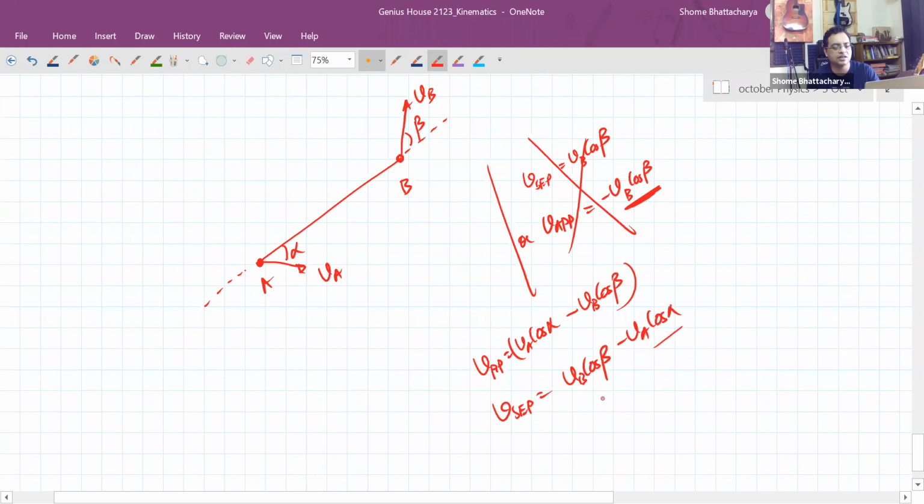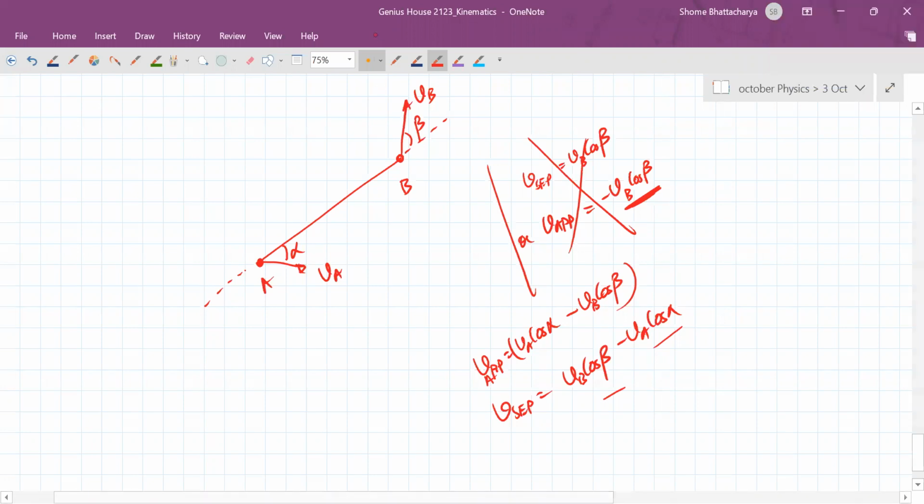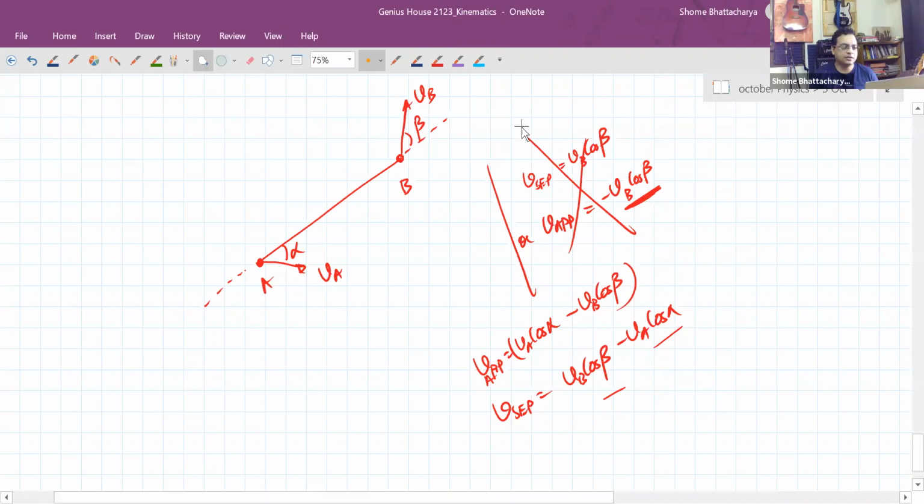Now, suppose this quantity is larger than this, then the separation will be negative and the approach will be positive. That means they are approaching each other. And vice versa, if it's the other way around. Is this clear, Bhavika? Yes, sir. So now go back to that diagram and we'll see that the same concept is applied over there.